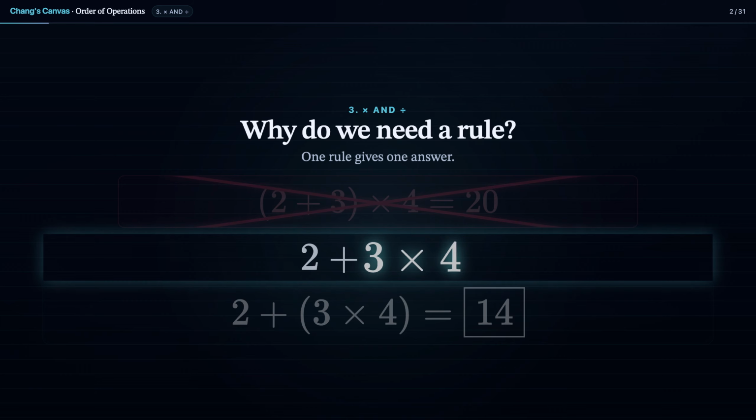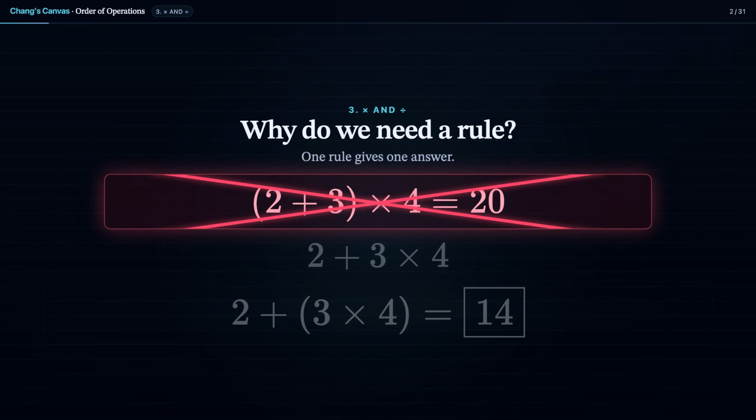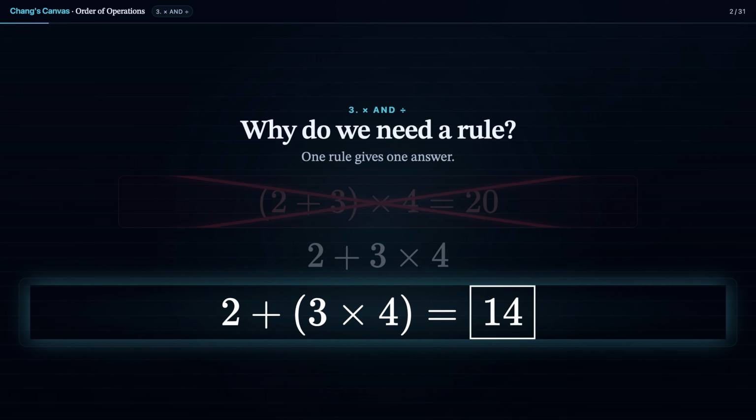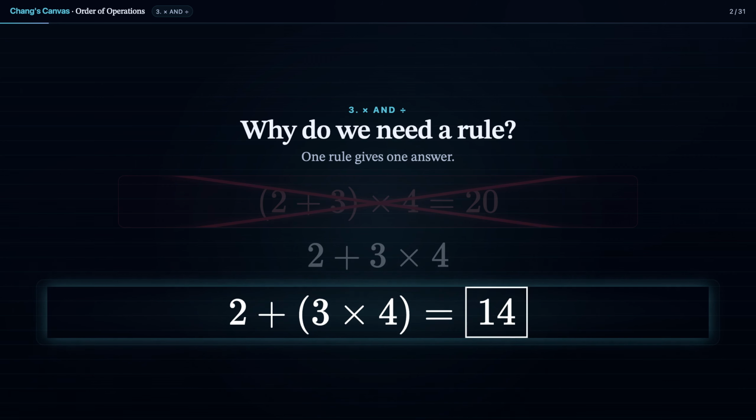Try 2 plus 3 times 4. Adding first gives 20, multiplying first gives 14. The order of operations tells everyone to follow the same path, so the answer is 14.